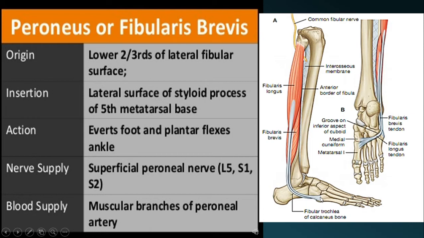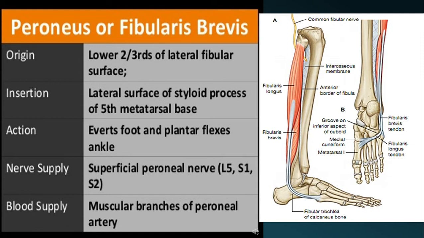Talking about the action, it is an everter of subtalar joint and the plantar flexor at ankle joint. Nerve supply is again through superficial fibular nerve L5, S1, S2, and is also supplied by the perforating branches from peroneal artery or fibular artery.